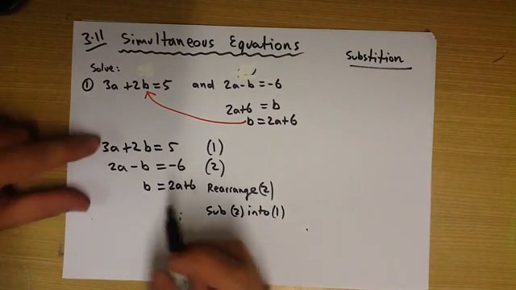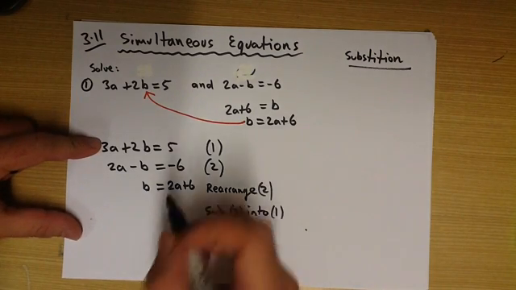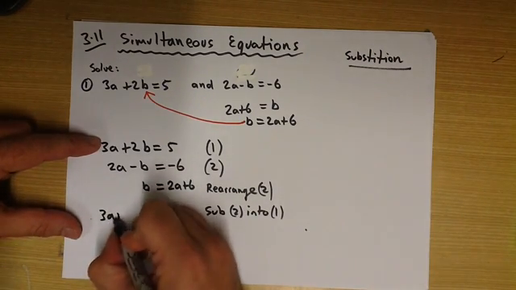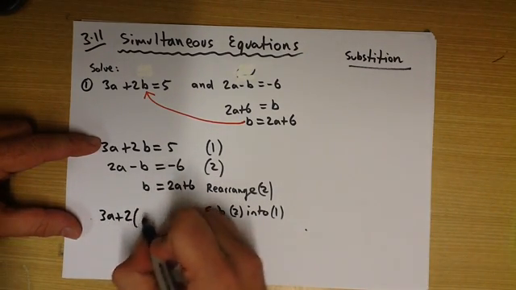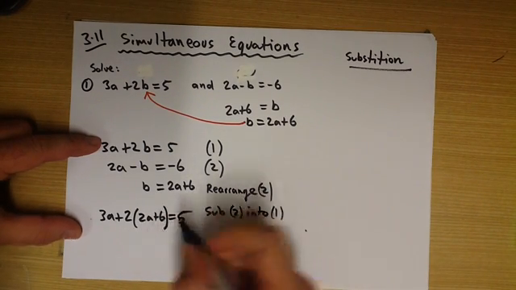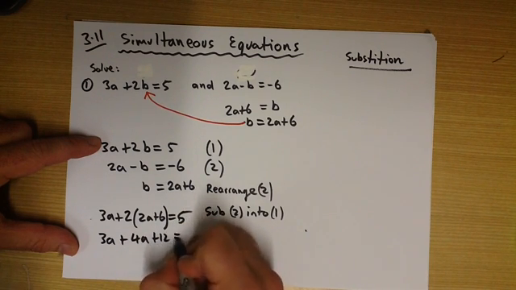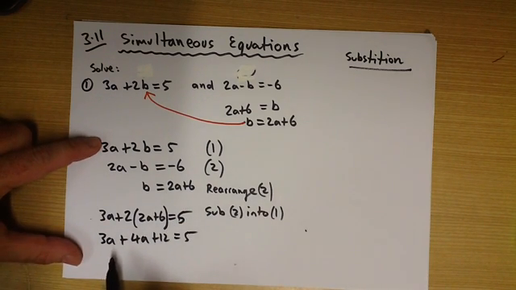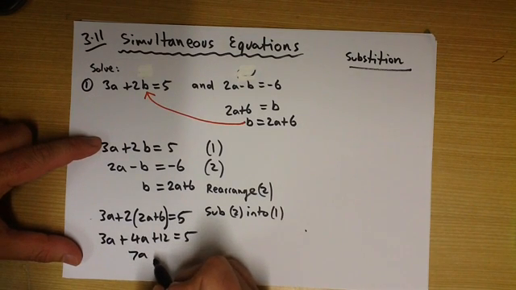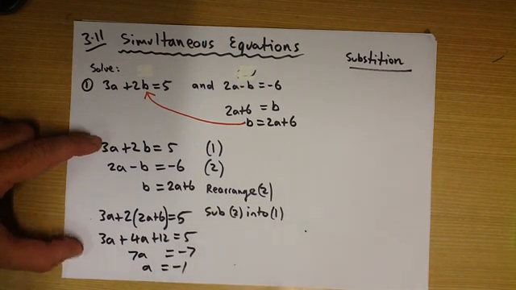So what I'm doing is putting 2a plus 6 in there for b. So that becomes 3a plus 2 outside of 2a plus 6 equals 5. That becomes 3a plus 4a plus 12 equals 5. So I get 7a equals minus 7, so a equals minus 1.